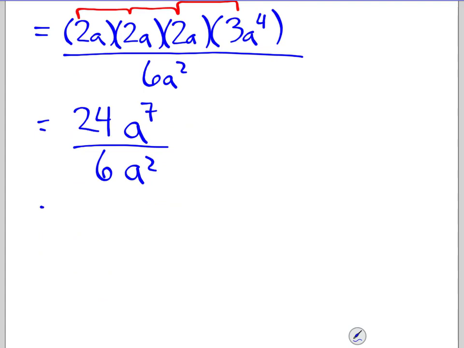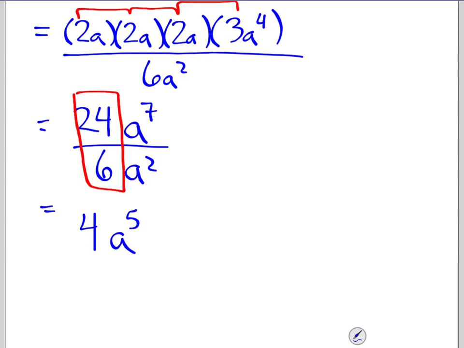And then here, I would have two little problems. I would have 24 divided by 6. That's 4. Lots of people will write 18 there. Don't fall into that trap. And then I would have a to the 7th divided by a squared. That's the subtracting of exponents. So I would have a to the 5th.